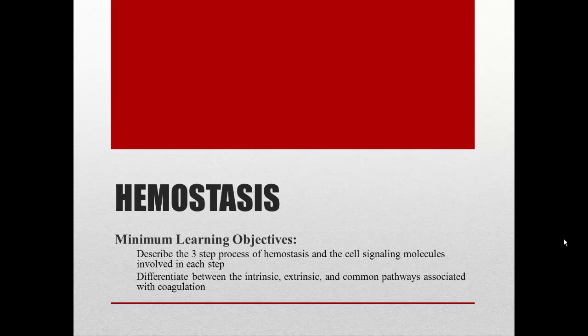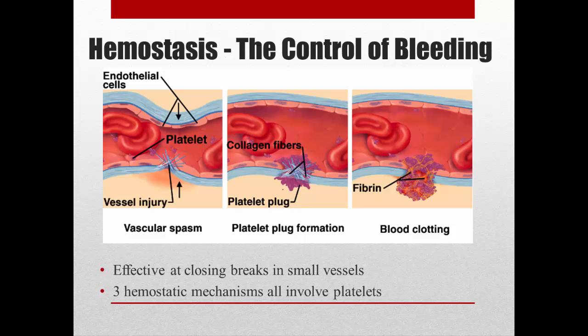In this video lecture, we're going to look at hemostasis, or the control of bleeding. This is a three-step process that involves cell signaling molecules in each of those steps. That last step of the process is called coagulation, and that involves an intrinsic, extrinsic, and common pathway. And so we'll look at the interactions of these pathways and how these cell signaling molecules are involved in each of the steps. So first, let's get an overview of hemostasis.